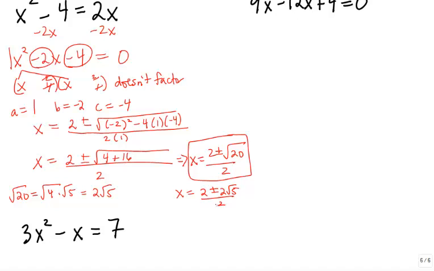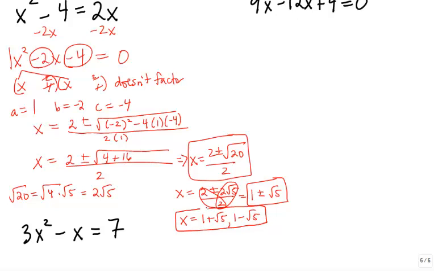And that means that all these outer numbers are going to reduce as well, because 2 divided by 2 just goes to 1, and 2 root 5 divided by 2 just goes to root 5. So the more simplified answer would be 1 plus or minus root 5. And recognize that that's actually 2 answers, because that's going to be 1 plus the square root of 5 or 1 minus the square root of 5. And you could get decimal values for those by just punching that into your calculator.